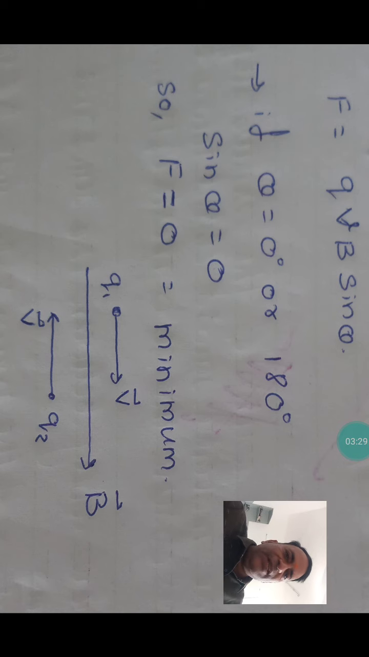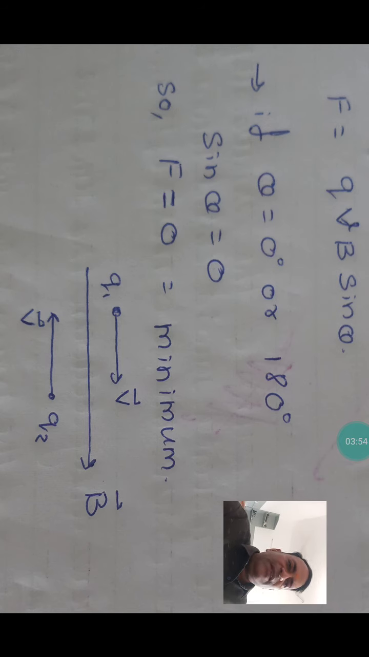Now the mathematics of this. If theta equals 0 or 180, then what is the value of sine 0? It will be 0. What is the value of sine 180? Sine 180 is again 0. So if sine theta becomes 0, what is the force? The force is again 0. That means this is the minimum value of force.